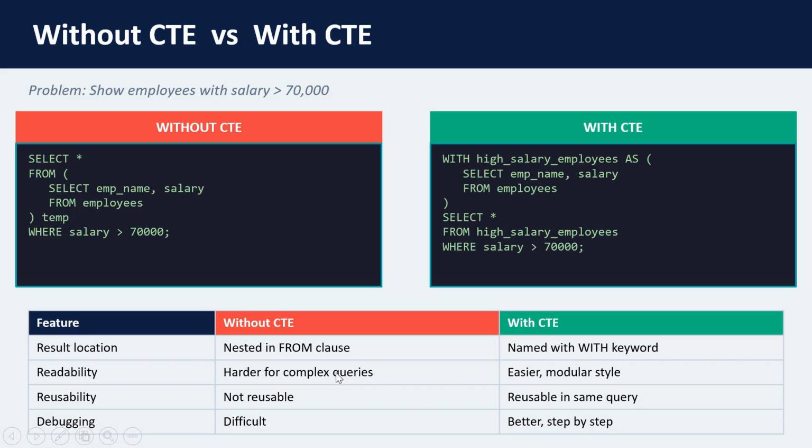Readability: harder for a complex query. Right now we have a simple one, so it is easy, but if it has more nesting, like 3 nesting, 4 nesting, 6 nesting, 7 nesting, at that time it will give a complex view. Which one will give a complex view? The subquery, whereas CTE will give a normal view, an easier, modular style approach, right?